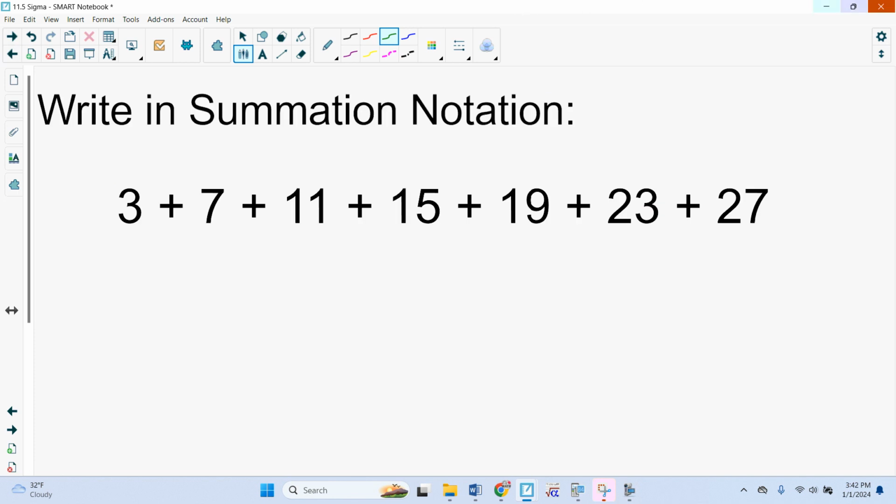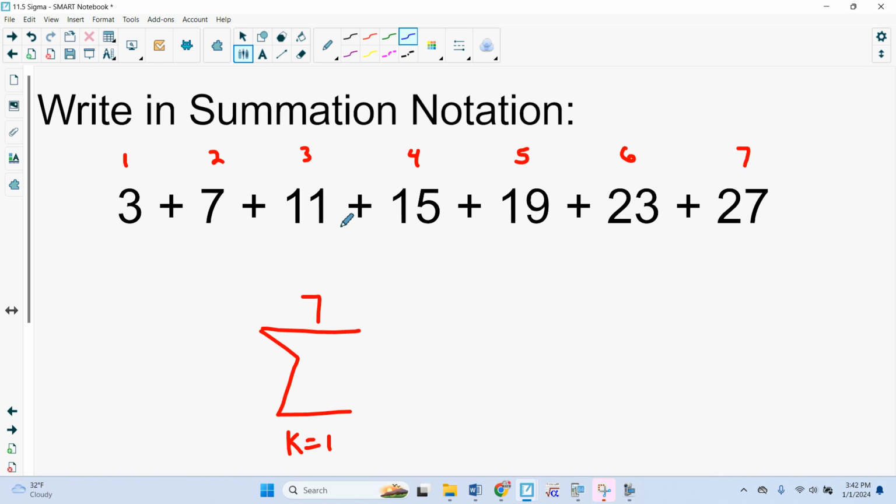Now, the other way we can look at these problems is to go the opposite way and say, well, let's write this in sigma notation. And the easiest way to do this is to start with 1 and then count how many terms you have. 1, 2, 3, 4, 5, 6, 7. So this is the 7th term.